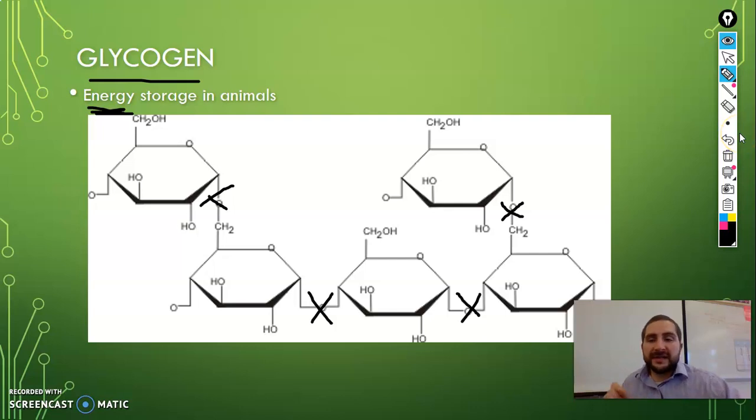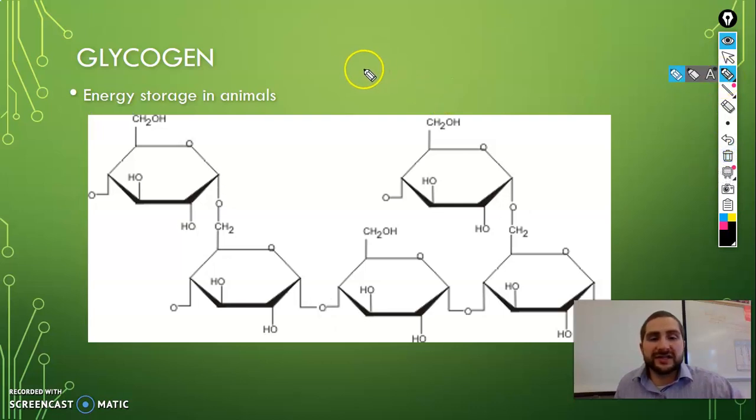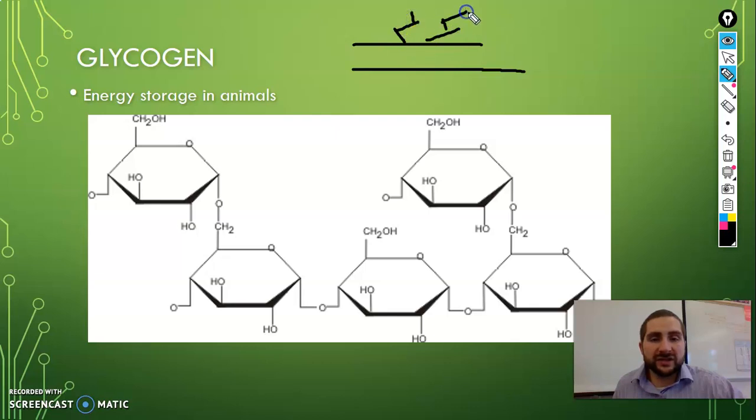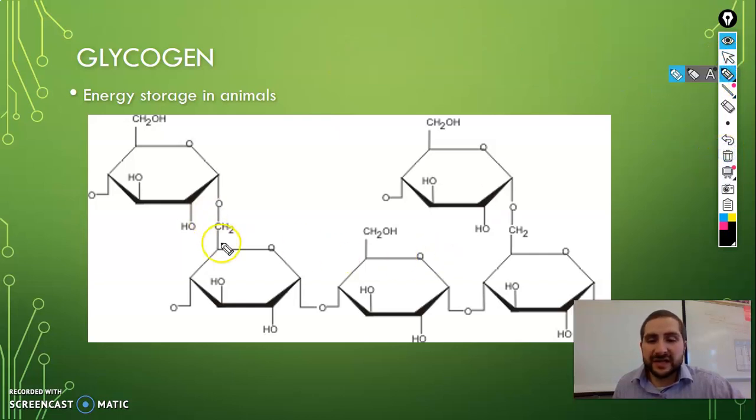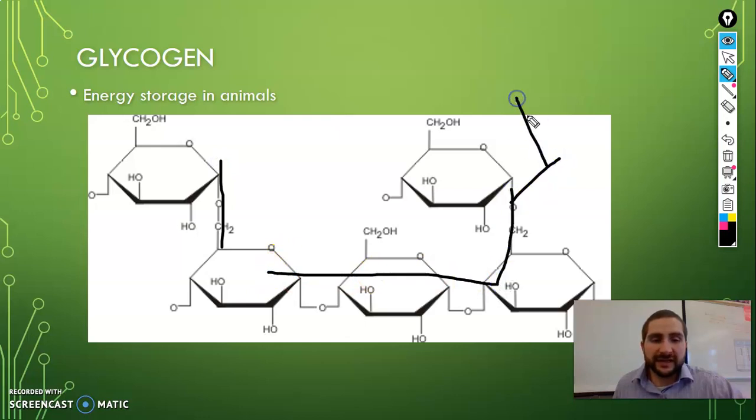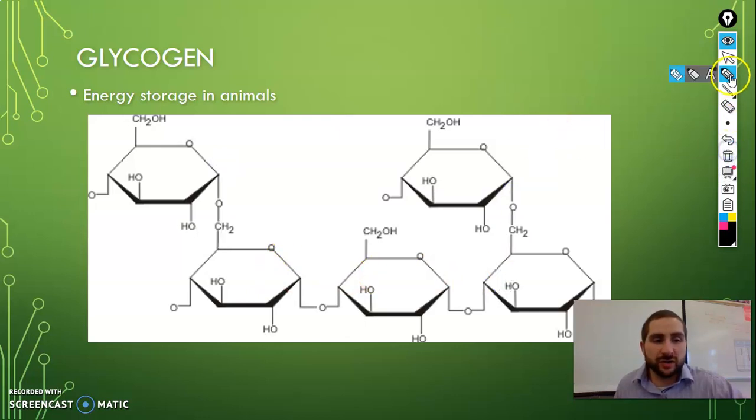Now, one of the big differences you'll see in structure between starch and glycogen is that starch is typically a linear molecule. You did see on that one slide that there is a form of starch that branches off a little bit, kind of like this structure. But a lot of times you'll see starch like this, very linear. Glycogen, as you can see here, does branch off, so it forms almost like a tree branch. Just a slight difference in the structure.